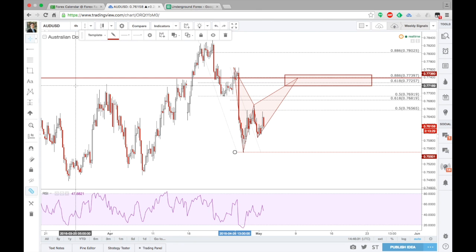So with that, these are some of the levels for you to keep an eye on for tomorrow's RBA.